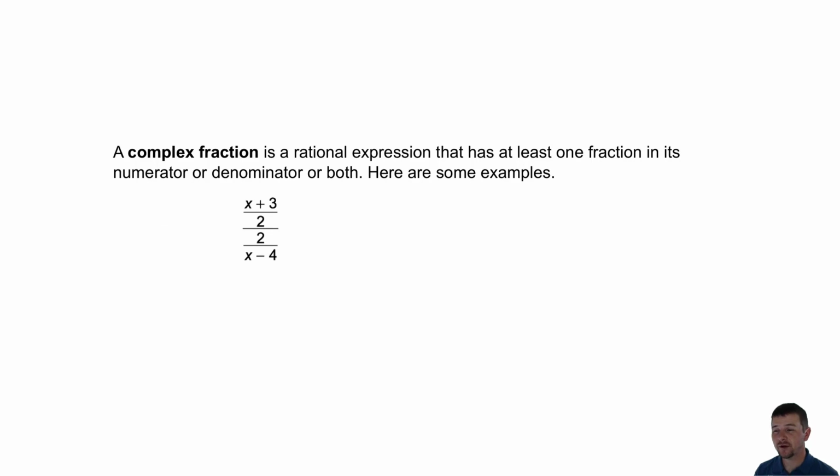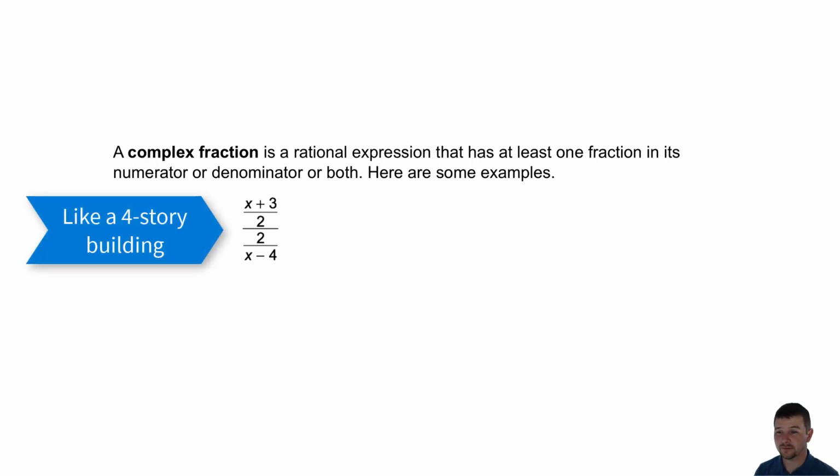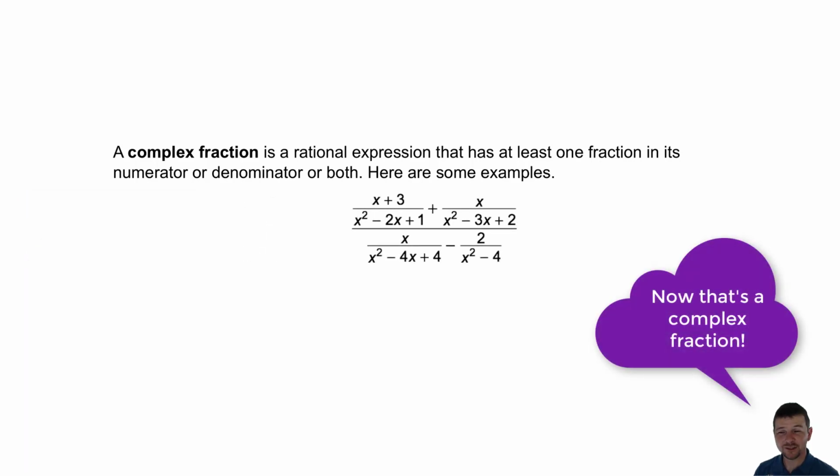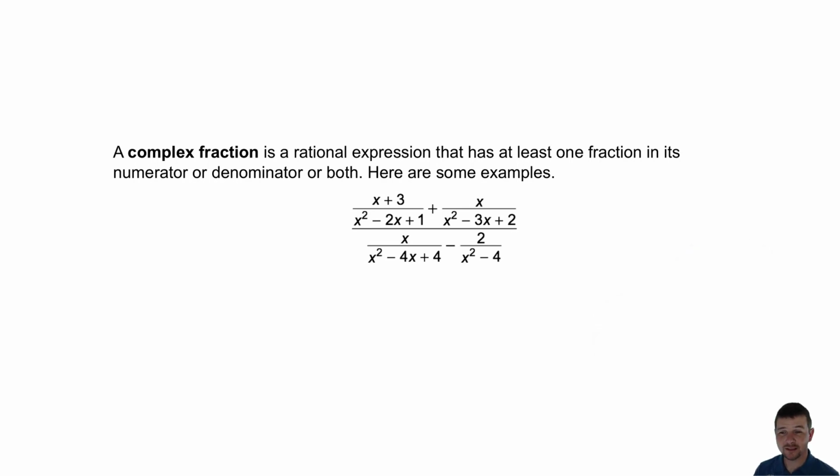Next, x plus 3 over 2, over 2 over x minus 4, what's commonly referred to as a four-story fraction. And finally, x plus 3 over x squared minus 2x plus 1, plus x over x squared minus 3x plus 2, all over x squared minus 4x plus 4, minus 2 over x squared minus 4.